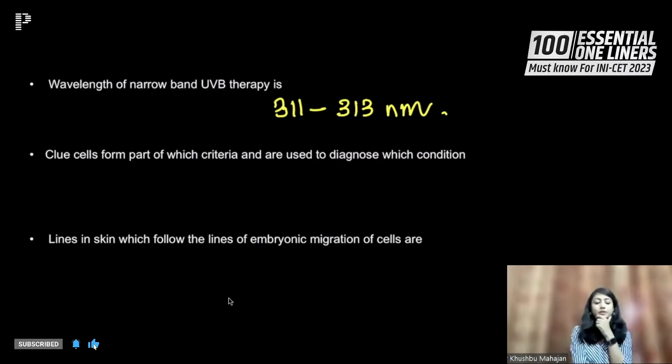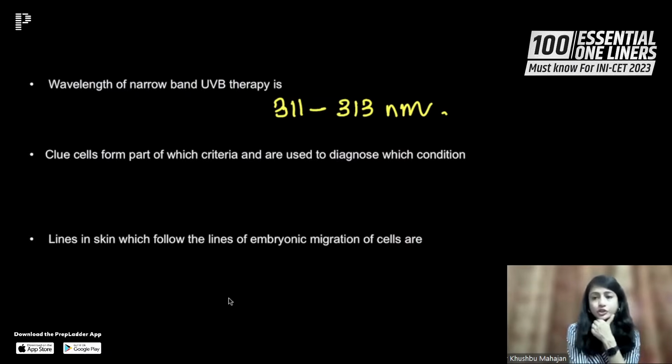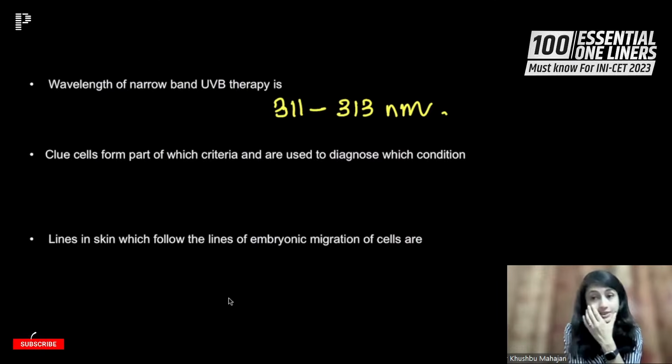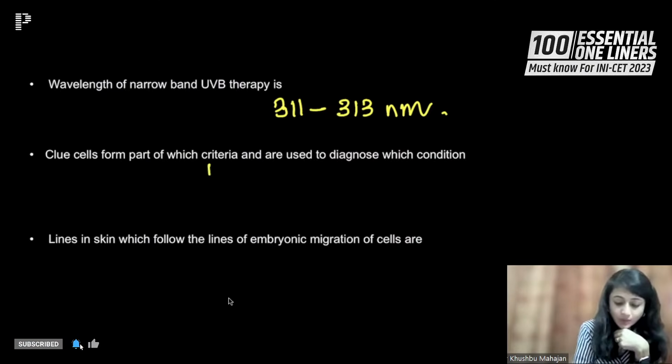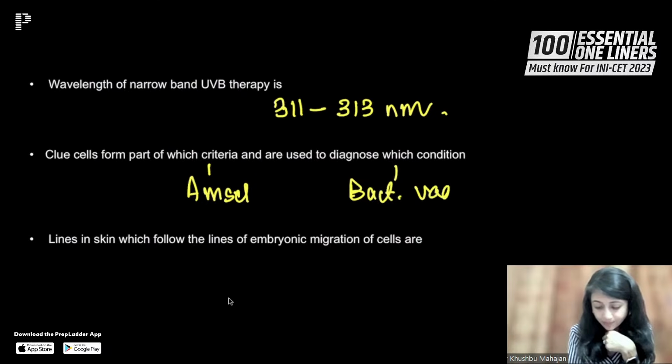Again, absolutely right. Clue cells form part of which criteria and are used to diagnose which condition? Which criteria and which condition? Yes, you all are right. It is 311. No, 370, no, 365. 365 is for Wood's lamp. Amsel's criteria, absolutely right. And this is used to diagnose bacterial vaginosis.